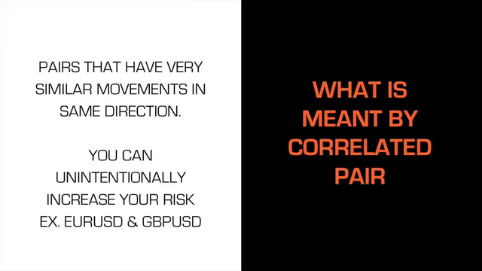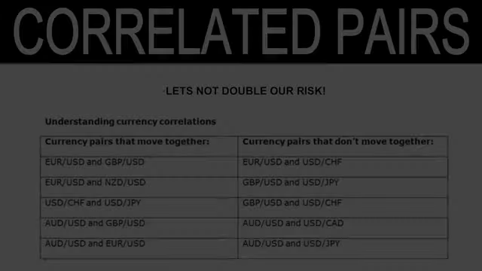For example, if you bought both the Euro USD and the GBP USD, you're pretty much buying the same type of trade. They're both UK types of currencies, and they both move the same direction and very similarly. So be very mindful of the pairs you're buying. If you buy Euro USD, then go buy GBP JPY. That way you can diversify it a lot better.